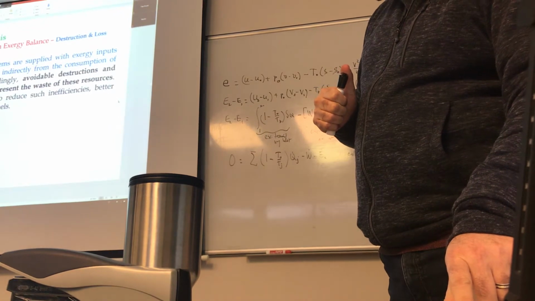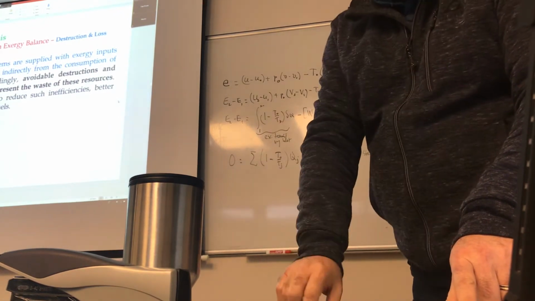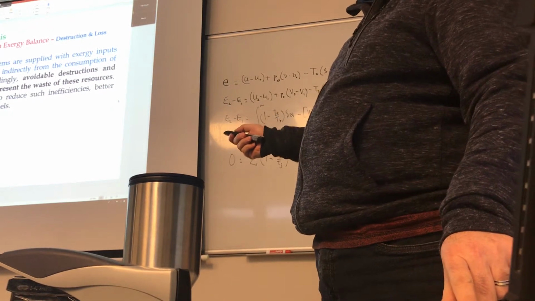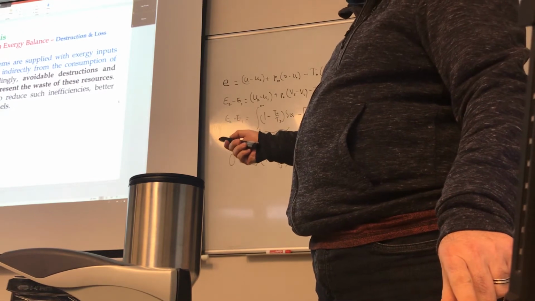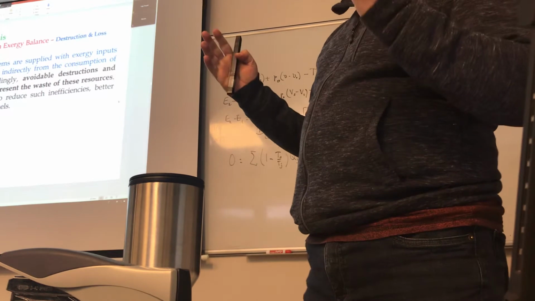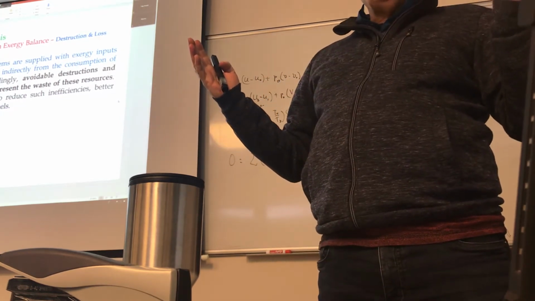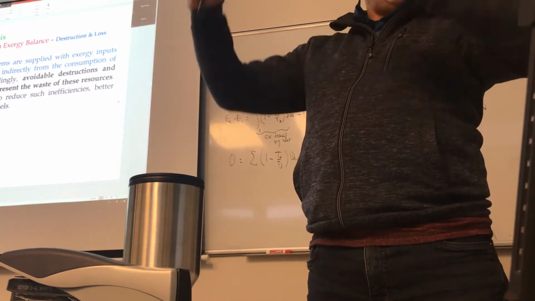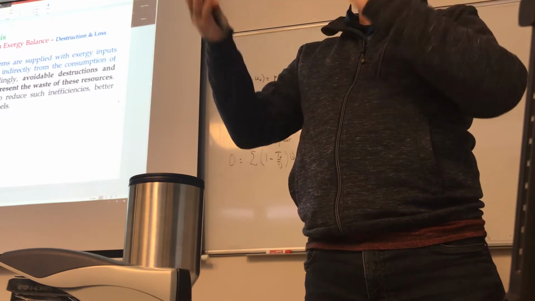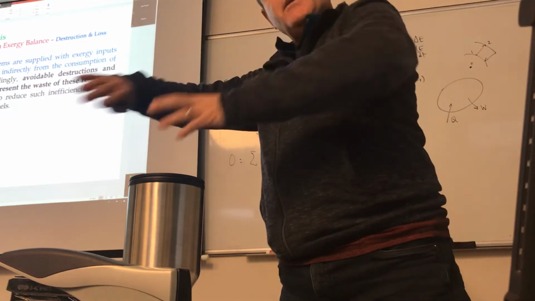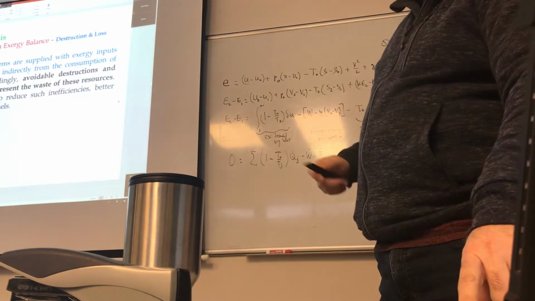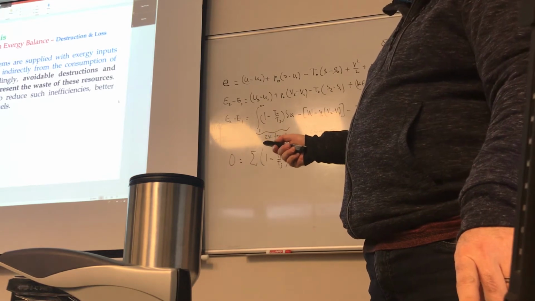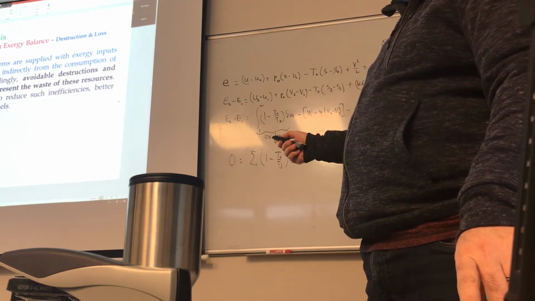All right, closed system energy balance, destruction, and so most thermal systems are supplied with exergy inputs derived directly or indirectly from the consumption of fossil fuels. So in other words, the original energy, let's say for a vapor power system in the boiler, that's where most of the exergy comes in, right? And then some of it is being used to boil the water and this and that, and then as it goes through the system, some of it gets released. So accordingly, avoidable destructions and losses of exergy represent the waste of these resources.